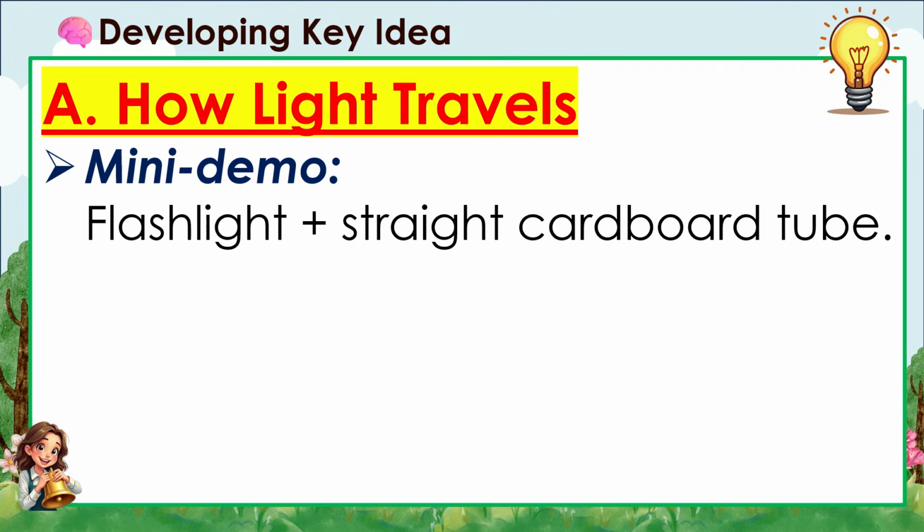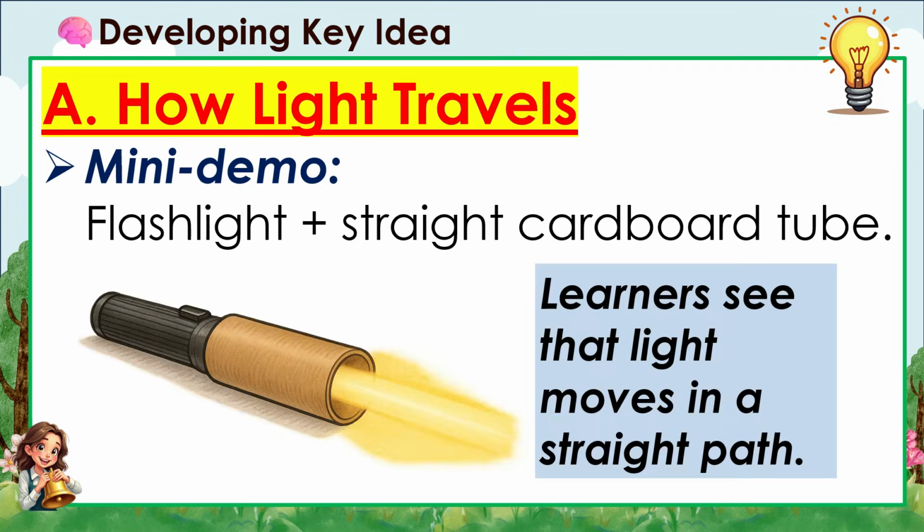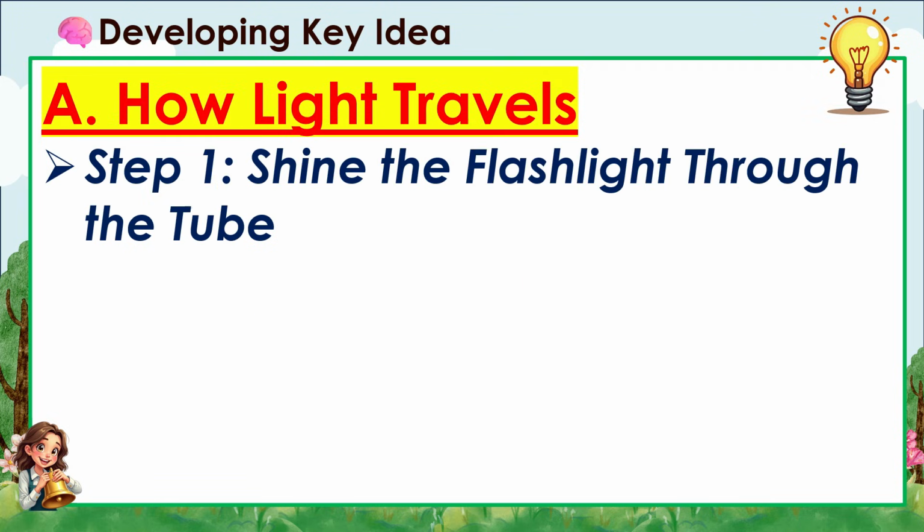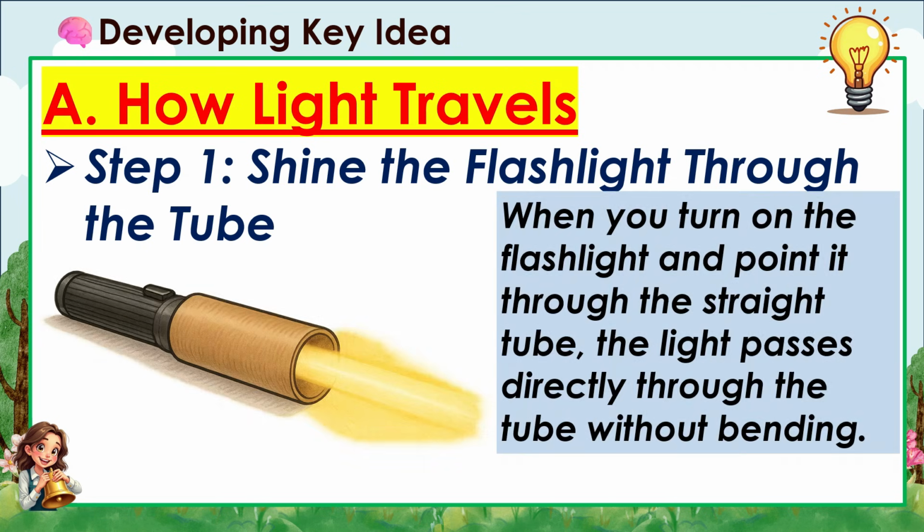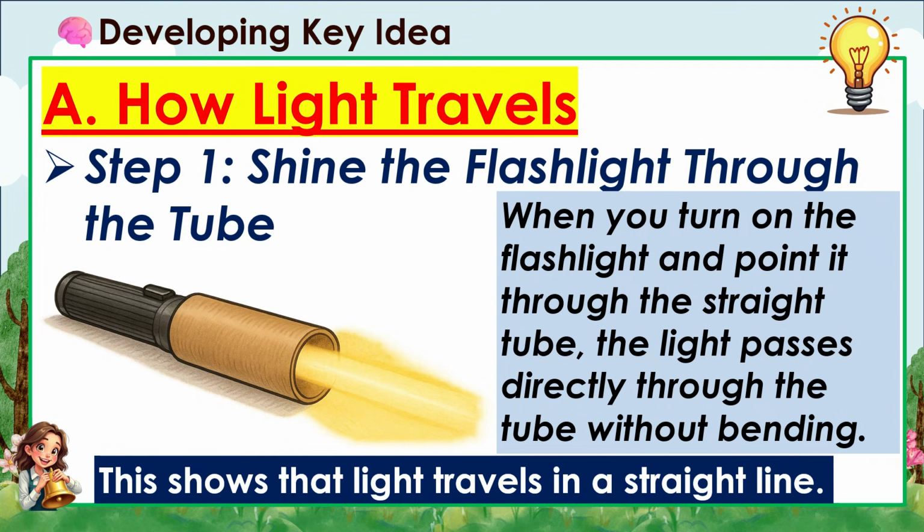We have here a mini demo. We have a flashlight and a straight cardboard tube. So here, learners will see that light moves in a straight path. Okay, are you ready? So step 1, shine the flashlight through the tube. Okay, when you turn on the flashlight and point it through the straight tube, the light passes directly through the tube without bending. So this shows that light travels in a straight line.